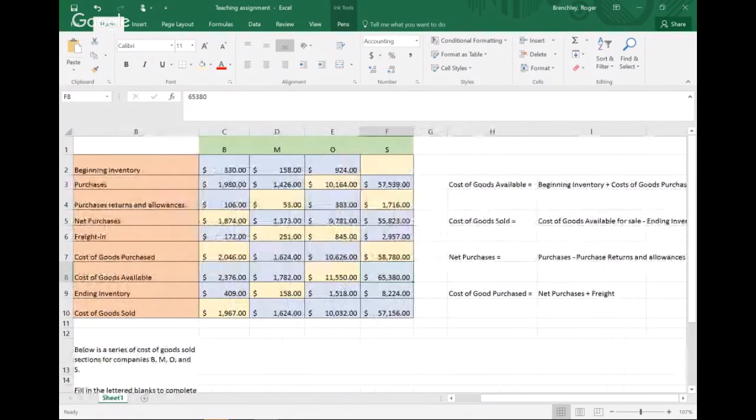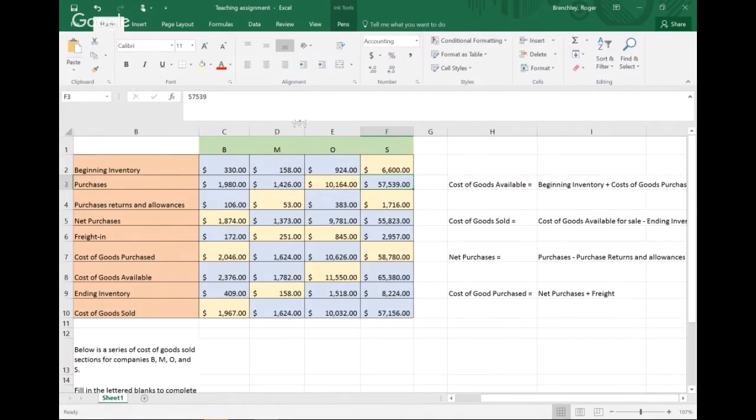So we're going to take our cost of goods purchased right there. Okay, so equals cost of goods purchased minus our cost of goods available. Oops, I did that backwards. Let me fix that. So we're going to take cost of goods available minus our cost of goods purchased. I have a tendency to do that backwards. So we get 6,600.